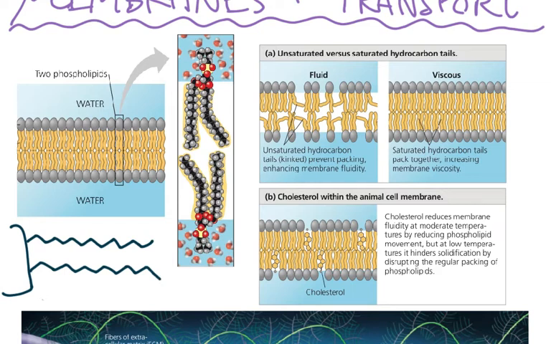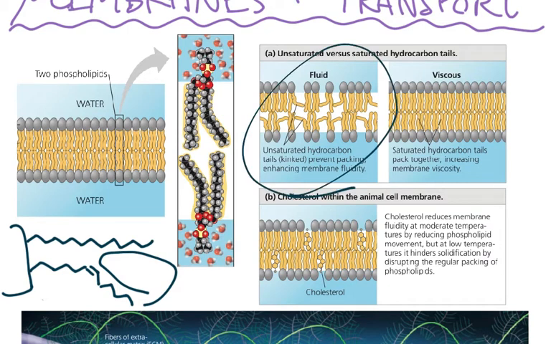But if you have a double bond, things are going to get interesting, because double bonds change the geometry of this molecule. So instead of going like this, it's going to go like this. And that's going to affect the membrane fluidity because all of a sudden we've got a little bit of space here, right? So if you take a look at this diagram right here, this membrane is more fluid because it's got more unsaturated lipids or unsaturated fatty acids.